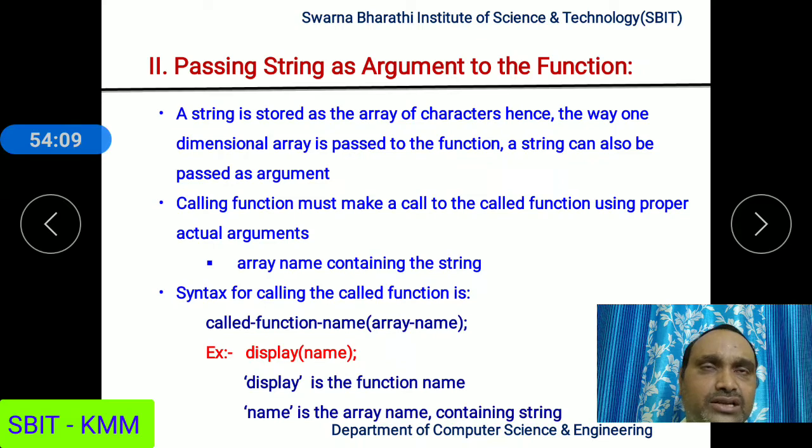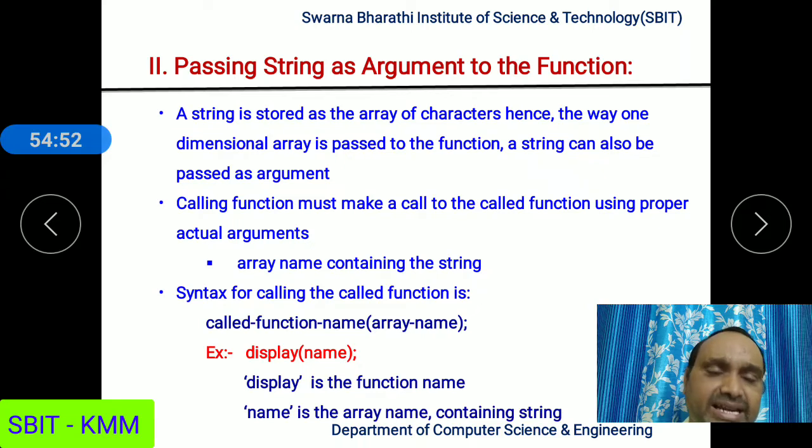So passing a string as an argument to the function means again you want to pass a one-dimensional array as an argument to the function. We have already learned how to pass a one-dimensional array as an argument to the function. In the same way, we will pass a string as an argument, like a one-dimensional array. The only difference is, when you are passing a one-dimensional array to the called function, the array can store integer values, float values, double values, long double values, unsigned integer values, short integer values, anything. But here the data type is fixed in a string.